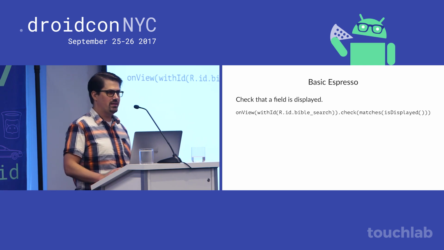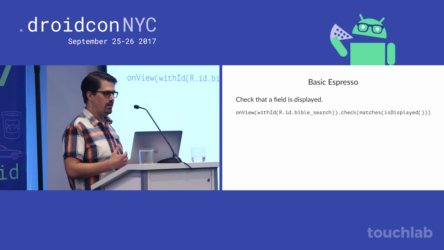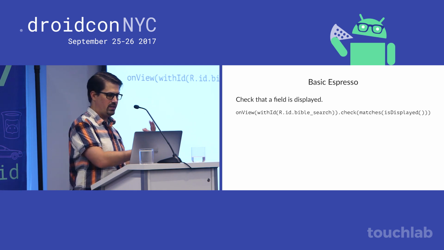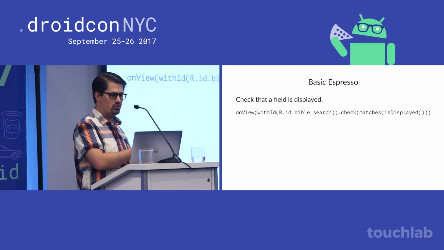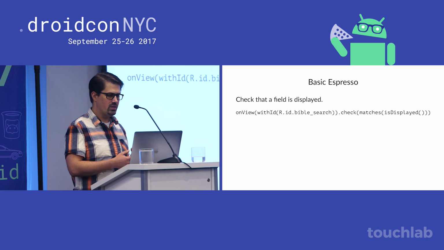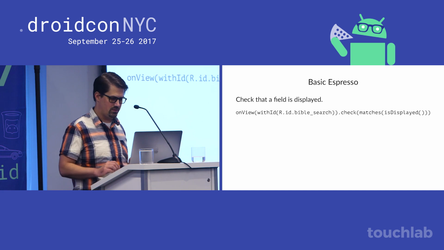So this is a basic assertion in Espresso. What this is doing, and it kind of reads like a sentence, it's saying on the view with this ID, and this is the ID Bible search, an ID that may be in your layout XML, check that it matches isDisplayed. So you're basically saying assert that this view is displayed to the user.